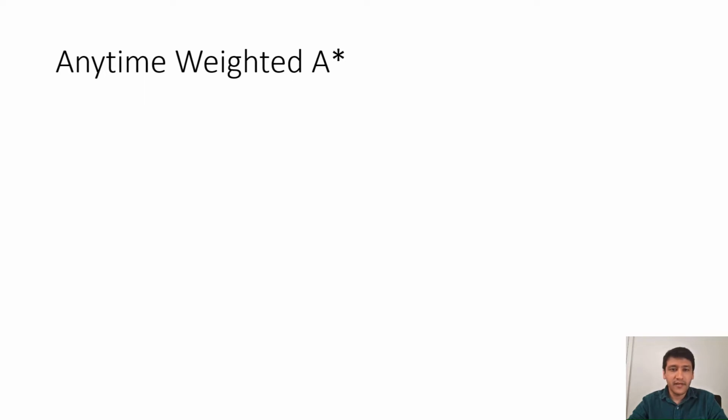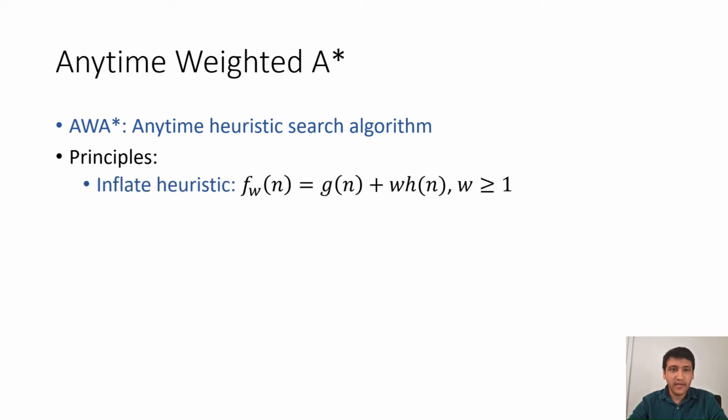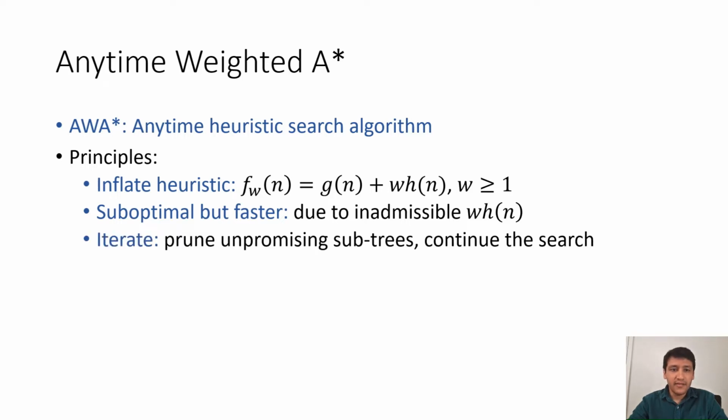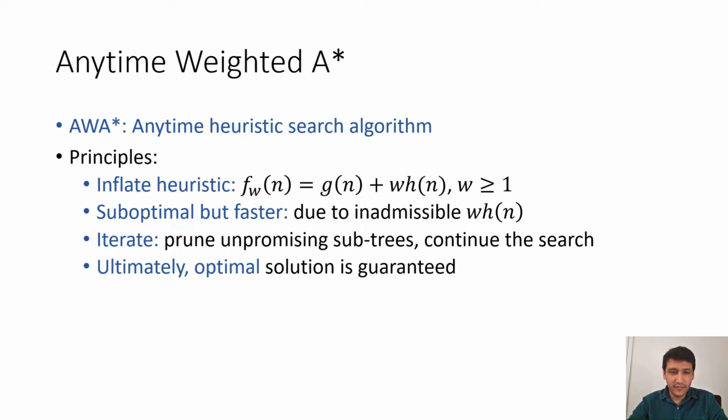First, let's review anytime weighted A star or AWA star, which is an anytime variant of the popular heuristic search algorithm A star. It is based on the following design principles. First, the heuristic is multiplied by a weight greater than 1. As a result, the weighted heuristic becomes potentially inadmissible, leading to a suboptimal solution, but which is discovered faster. Then the algorithm continues the search to find more solutions after pruning the subtrees that cannot improve the solution. Ultimately, the optimal solution is guaranteed to be found.